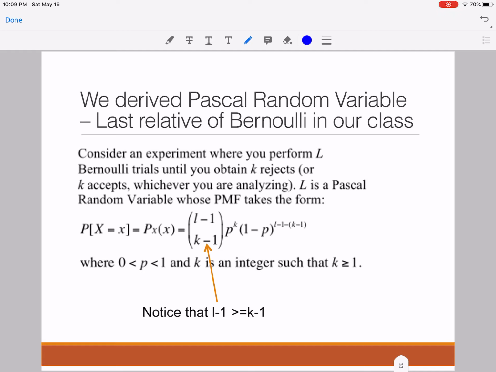An example will be as follows. I have a coin and I keep tossing it until I get my 10 heads. I can get my 10 heads on the 10th flip. I can get my 10 heads after I flip 11 times. I can get 10 heads after I flip 12 times, and so forth. So we are interested in the number of trials until K successes or K outcomes.